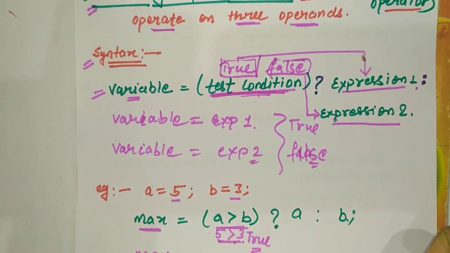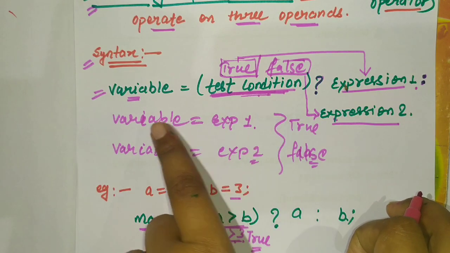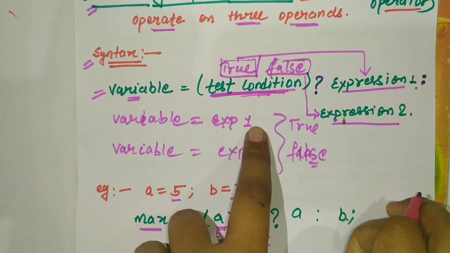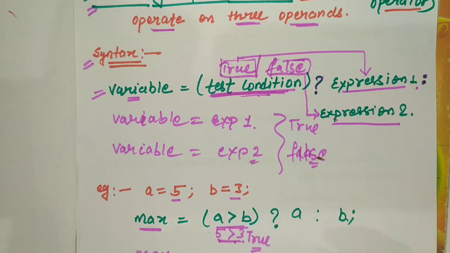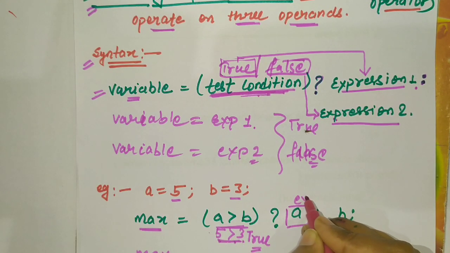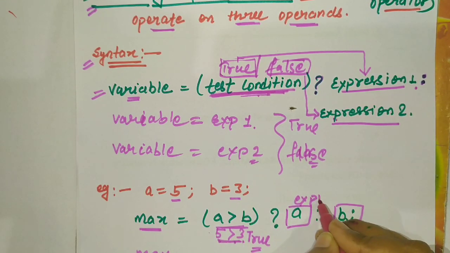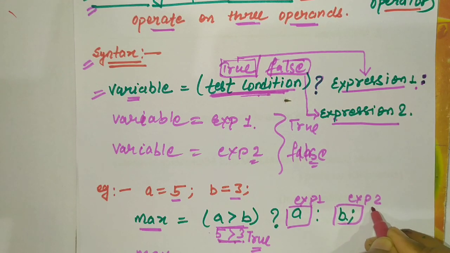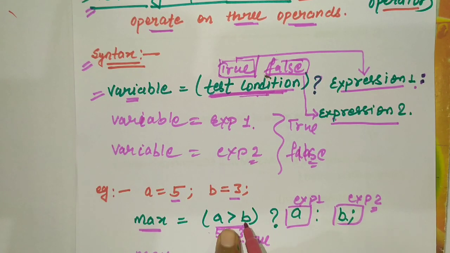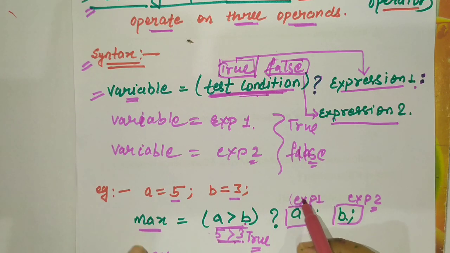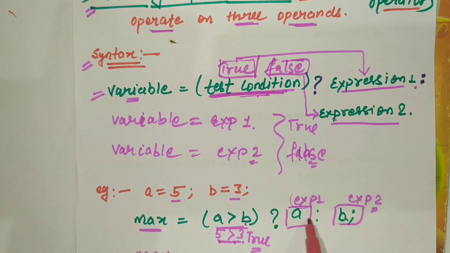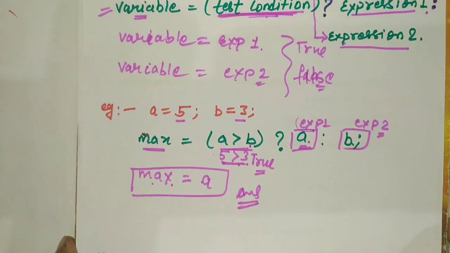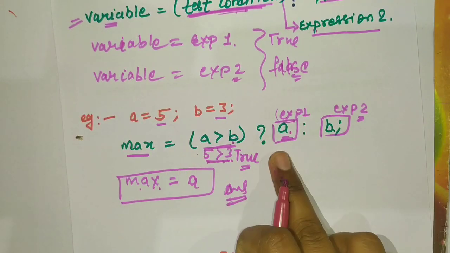If the condition is true, then the variable equals expression 1. This is expression 1 and this is expression 2. Since the condition is true, max equals expression 1. What is the value of expression 1? That means a. So the answer of max is a.